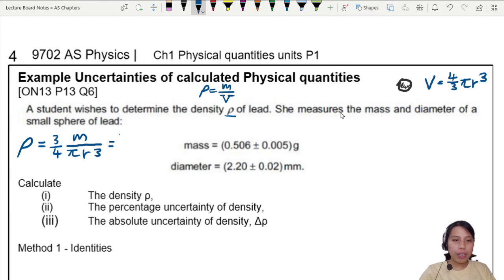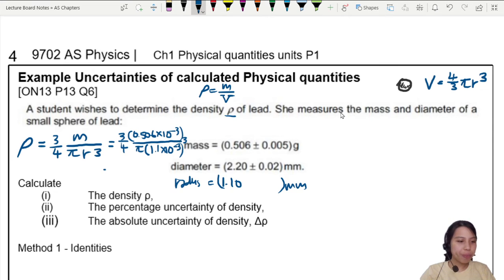So this one, if you plug in your values, 3/4. Mass is 0.506, but you must convert it to kg. So 10⁻³. Divide by pi radius. Let's use the radius 1.1. I'm going to write here radius 1.10 in millimeter. We'll leave the uncertainty soon. So this is 1.1 times 10 to the -3. Don't forget the cube. Ugh, so squashed there.